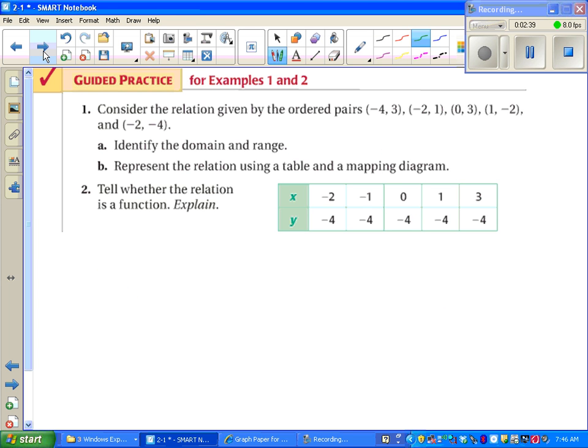At this point, you can pause the video and try the guided practice on your own, or you can do those later.